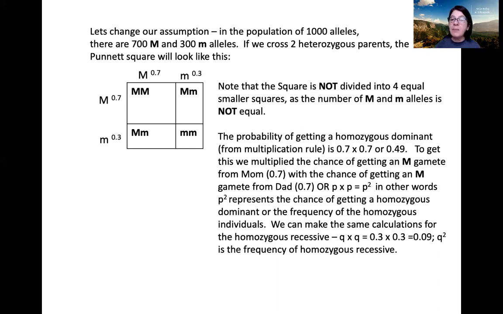And you can apply the same principle to the homozygous recessive. What's the chance your dad gives you a recessive allele? 0.3. Why? Because there's only 30% of this allele in the population. What's the chance of your mom giving you a recessive allele? 0.3. And since in order to be recessive, you have to have both recessive alleles present, you multiply 0.3 by 0.3 and you get 0.09. So the probability of having homozygous recessive individuals is 0.09.